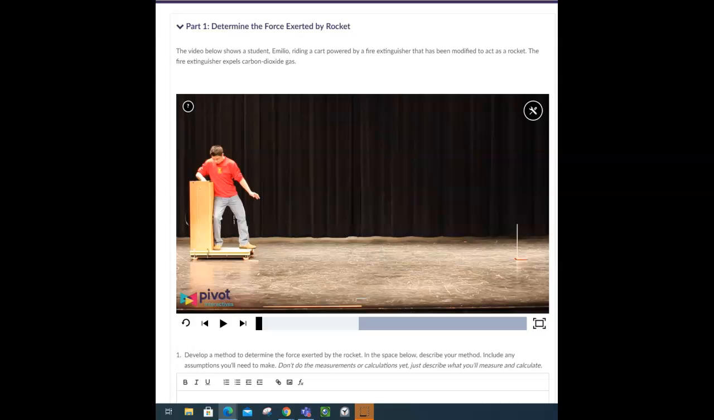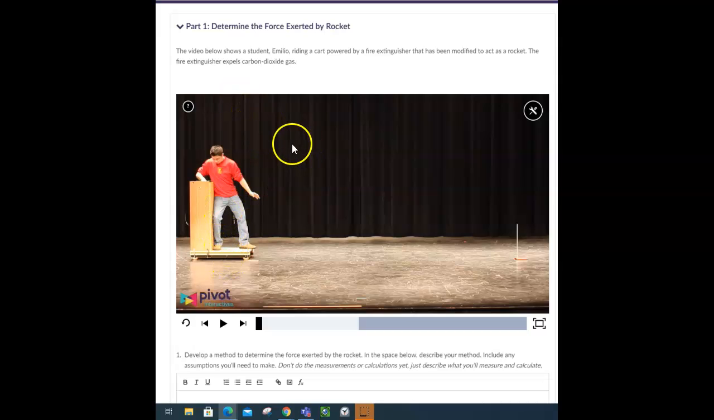I'm going to do a quick run through of how to do the RocketCart Lab. The point of the RocketCart Lab is to determine the force that is exerted by the fire extinguisher that is inside the rocket cart. So the force that is being used to accelerate the rocket cart.